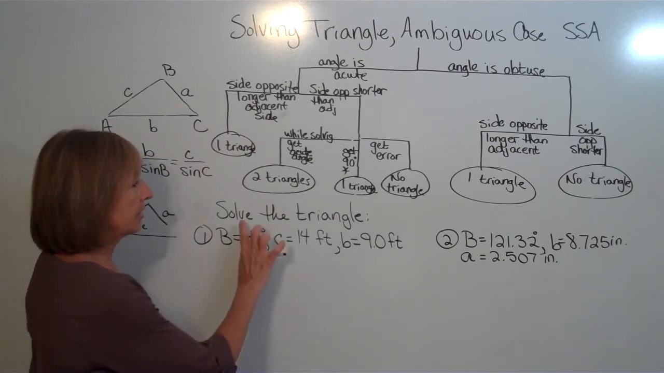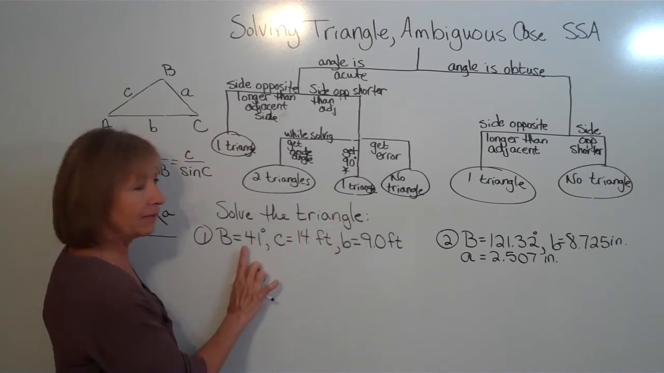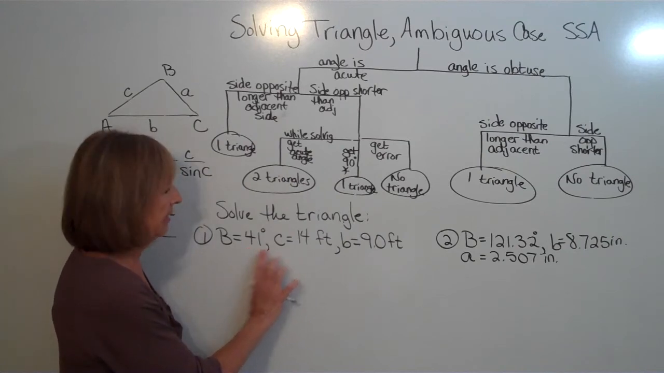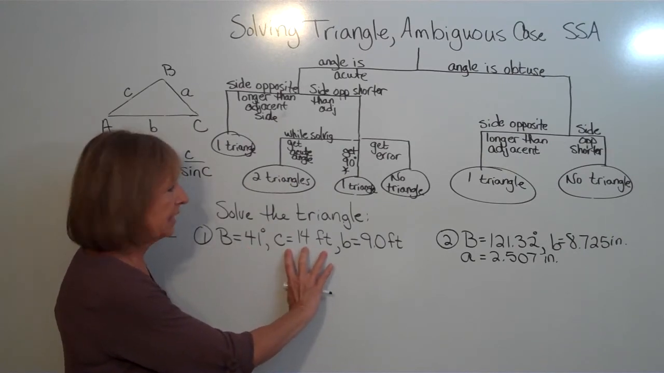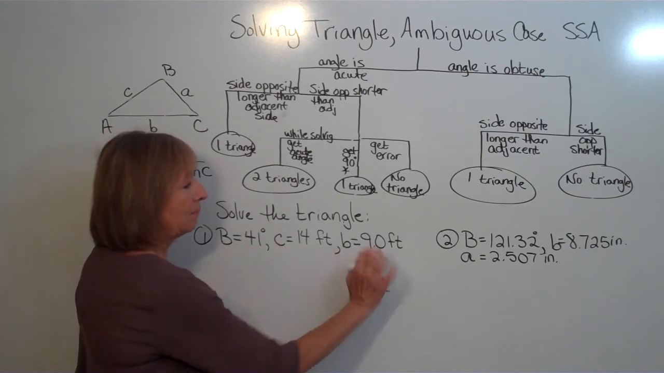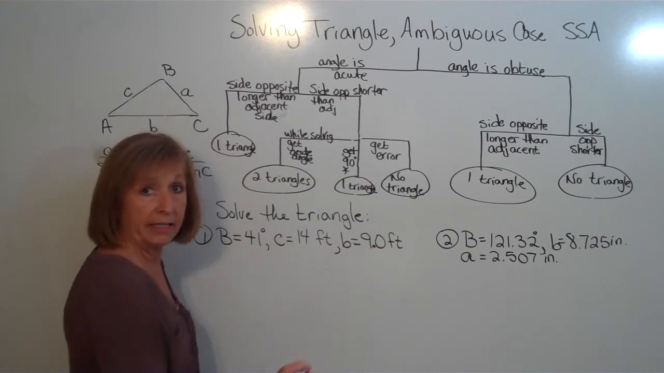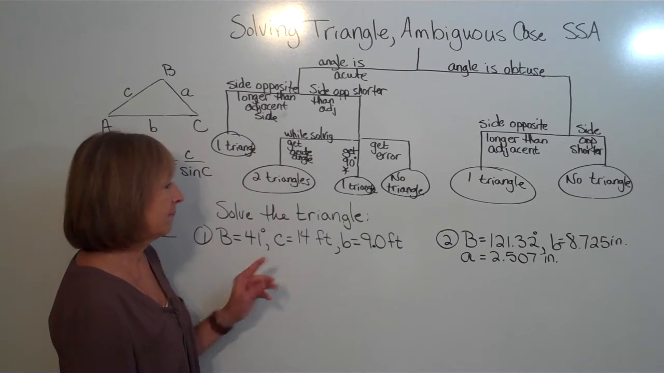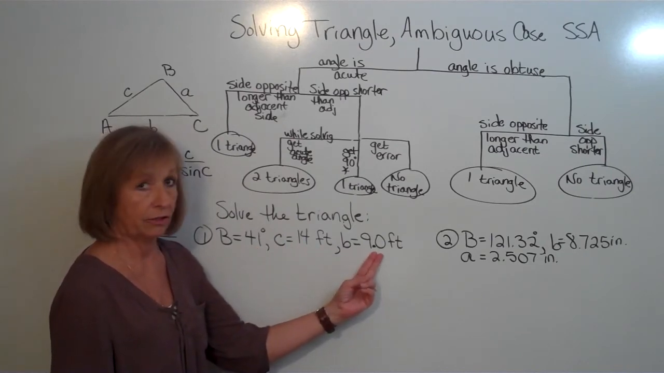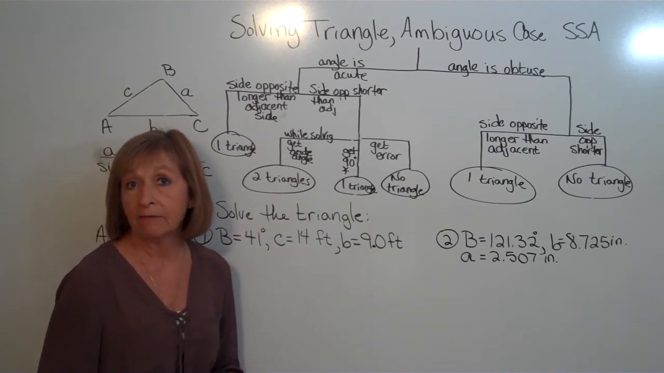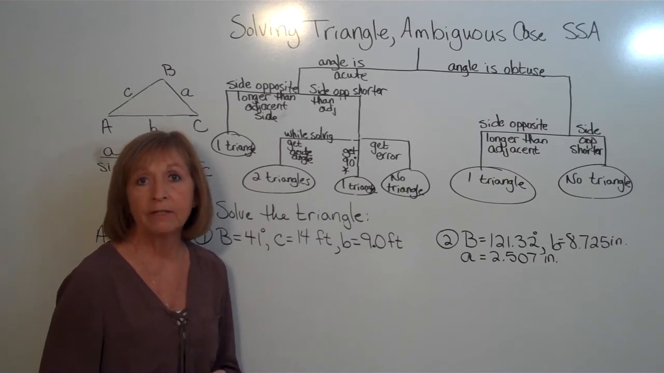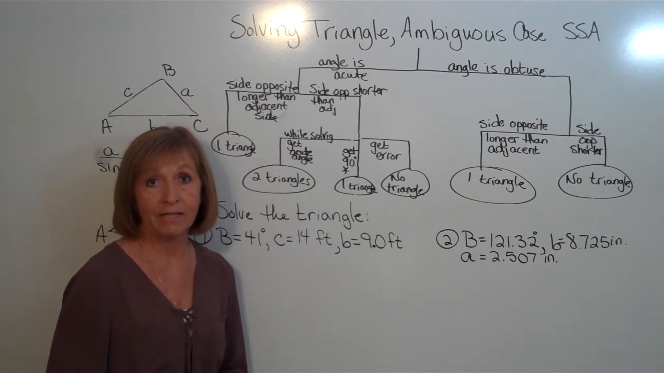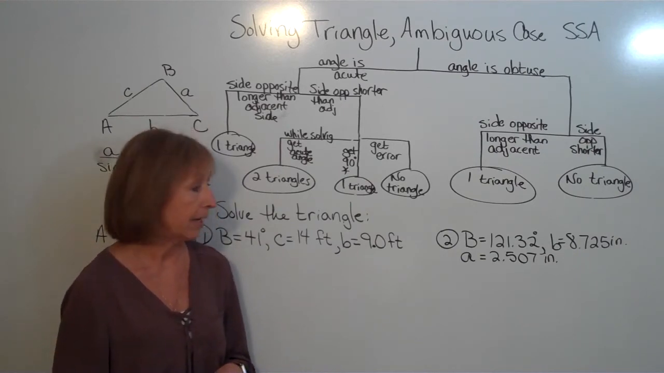So here it's to solve the triangle, and it gives me angle A is 41 degrees, side C is 14 feet, and side B is 9.0 feet. My angle is to the nearest degree, so the lengths of my sides are to two significant figures. If you've forgotten about significant figures, I've linked a video on significant figures in the description of this video.